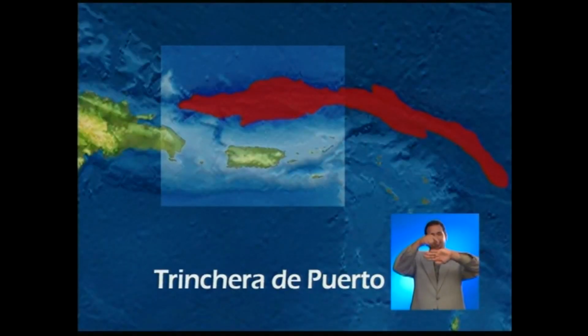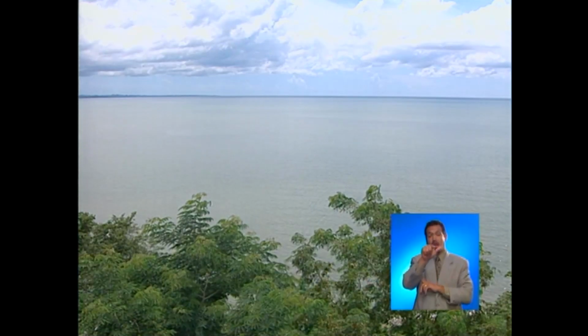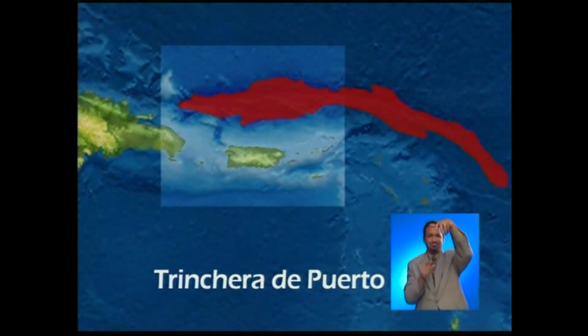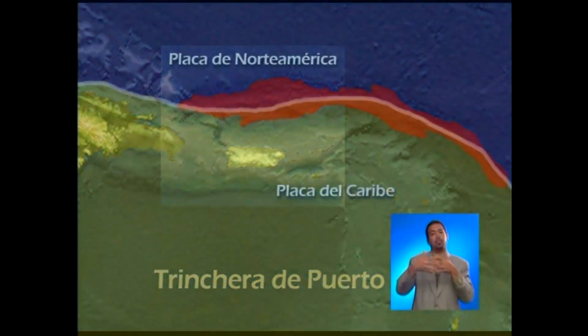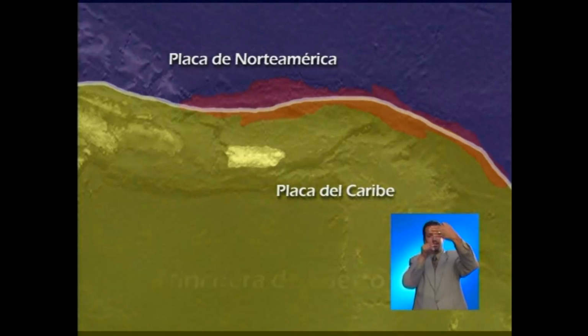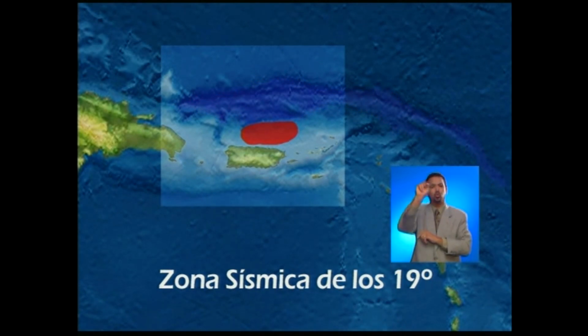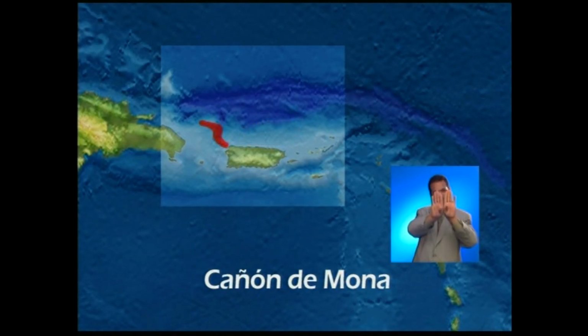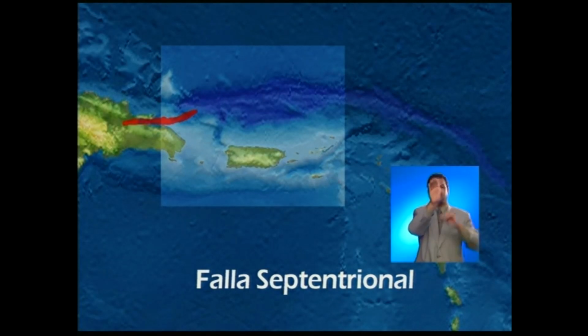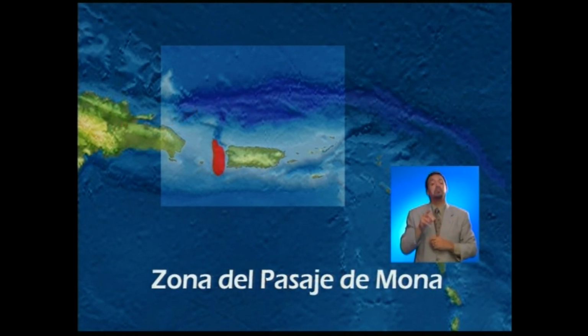North of Puerto Rico lies the Puerto Rico Trench, the deepest part of the Atlantic Ocean and highest negative gravity anomaly on Earth. It is a zone with many faults. Just south of the trench and north of Puerto Rico is the 19-degree north seismic zone, which also includes many fault systems. The Mona Canyon, where the 1918 earthquake occurred, is another zone with many faults. To the northwest, the Septentrional fault extends from the Mona Passage into the Dominican Republic. Throughout the Mona Passage, there are many fault segments of different length.